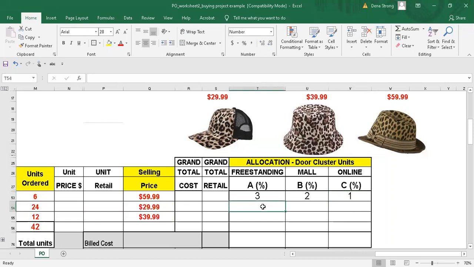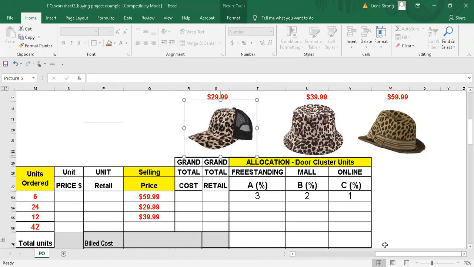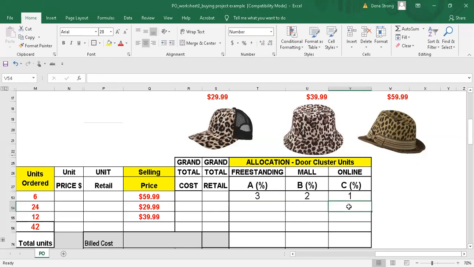Hat number 2 is the $29.99 hat, and that is our baseball cap looking type of style. So automatically we're going to think about the online customer. We have a lot of units in this hat, 24 units. This hat is $29.99, which is a good price for the online store.